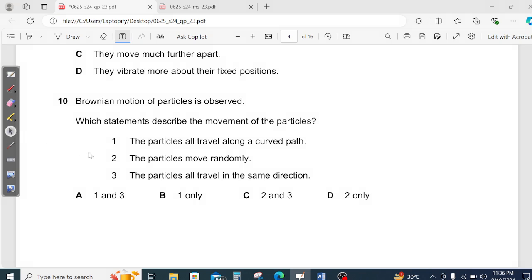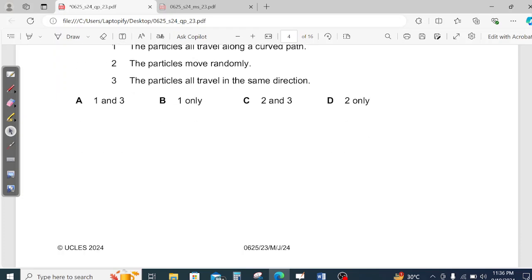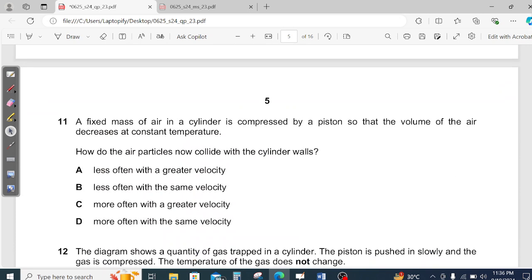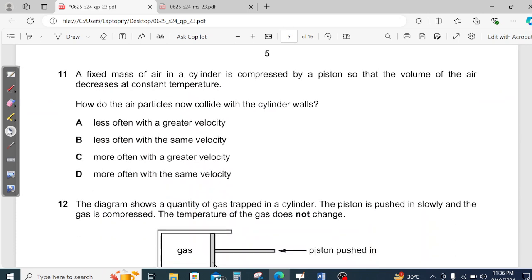Question number 11 is, a fixed mass of air in a cylinder is compressed by a piston so that the volume of the air decreases at constant temperature. How do the air particles now collide with the cylinder walls? So it is a very easy question. Remember, this is your cylinder.